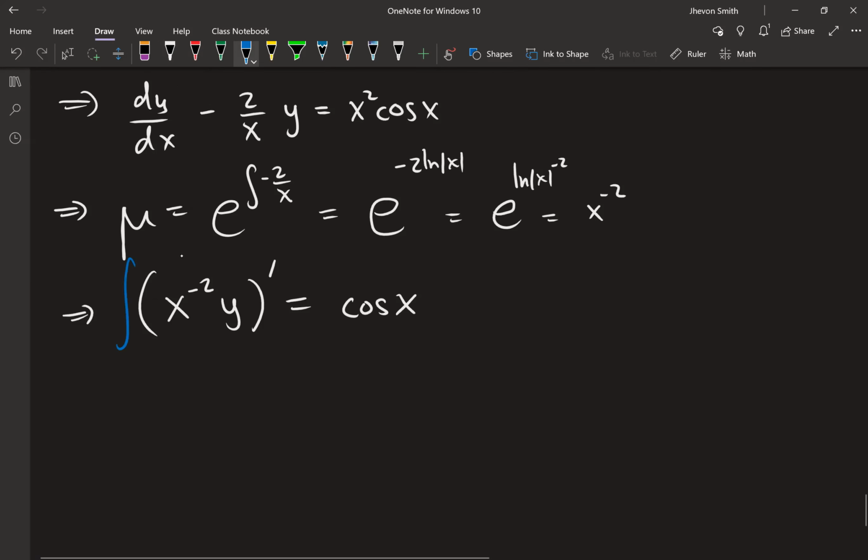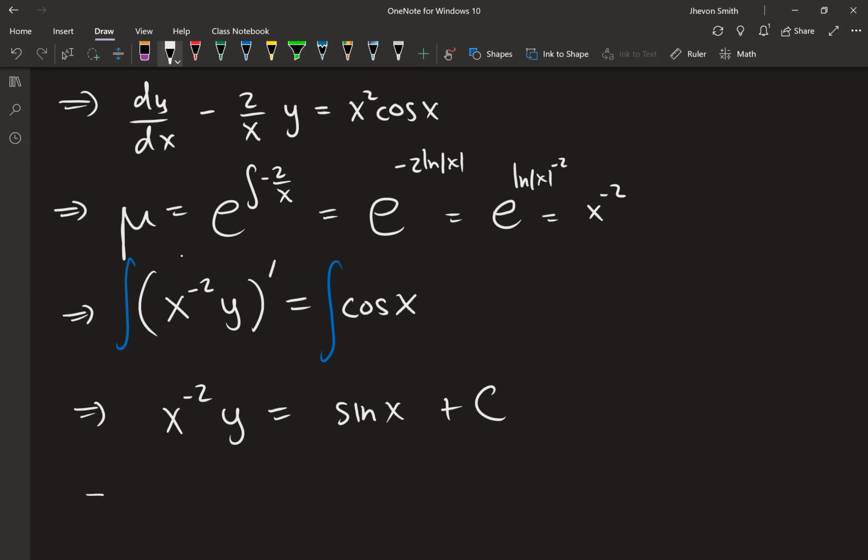Then I'm going to integrate both sides. This side becomes x to the minus 2 y. That side is going to be the integral of cosine, which is positive sine x plus c. And so our y is going to be x squared sine x plus c x squared.